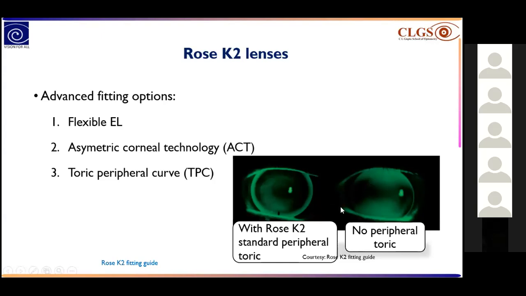By adding this TPC, we are making the lens flatter at the 3 and 9 o'clock meridian, and steeper at the 12 and 6 o'clock meridian. After adding this TPC, the lens fitting will look something like this. There is a symmetrical 360-degree edge clearance, along with good center fluorescein accumulation.